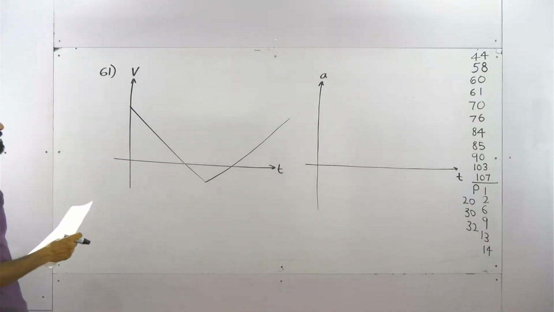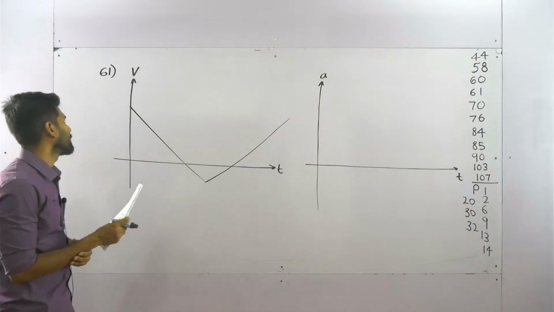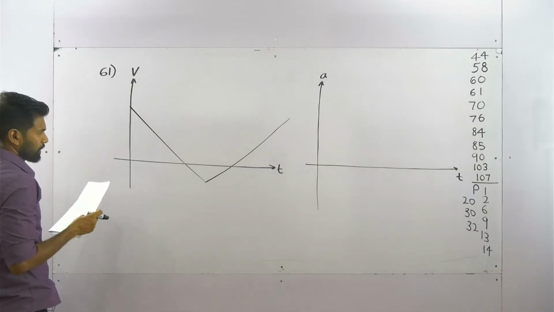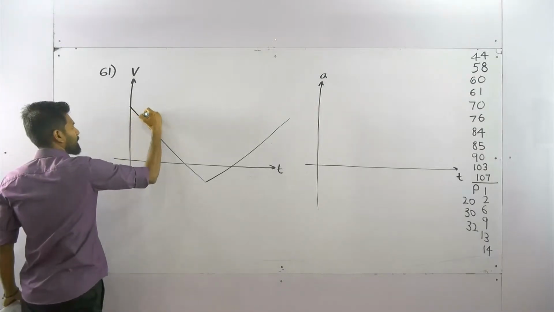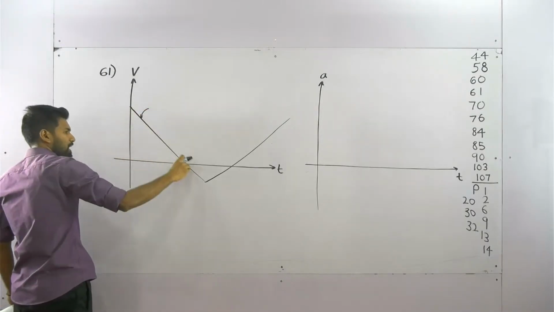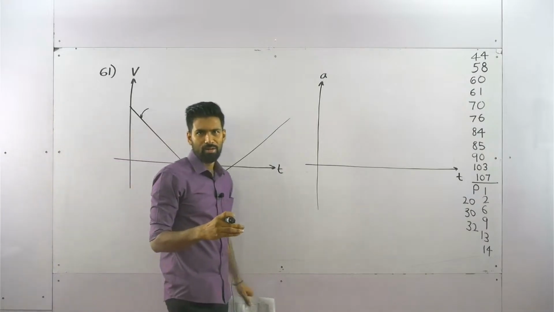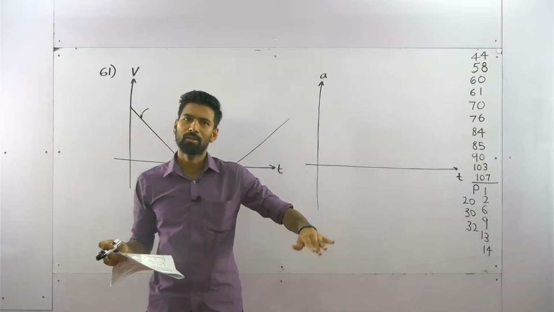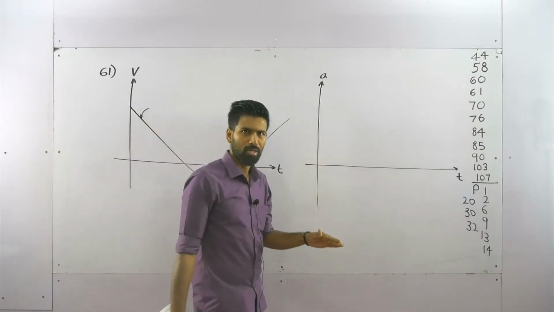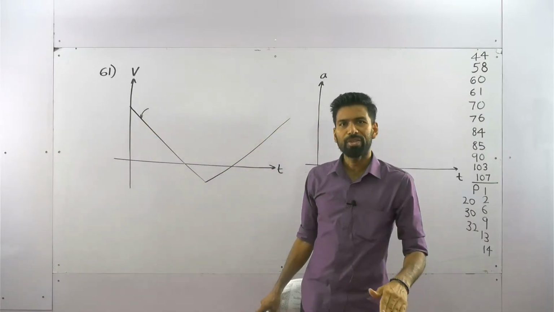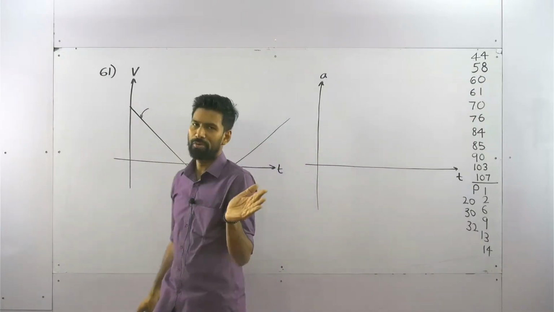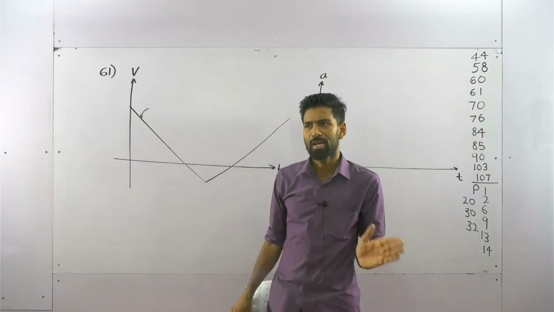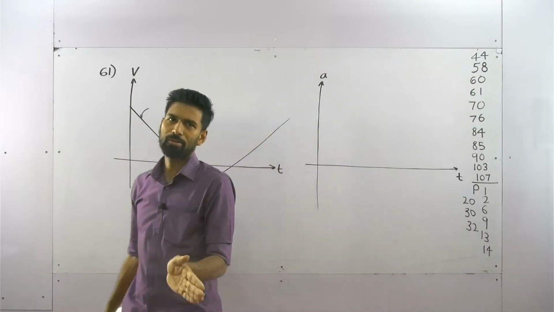Okay. So how to do that? The gradient of a velocity time graph will give you the acceleration. So here it's a negative constant gradient. Here this is a straight line. If the graph is a straight line, it will give a constant gradient. If it's a straight line creating an acute angle with the positive x-axis, it's a constant gradient with a positive value. If the graph is creating an obtuse angle with the positive x-axis and it's a straight line, then it's a constant negative gradient graph.